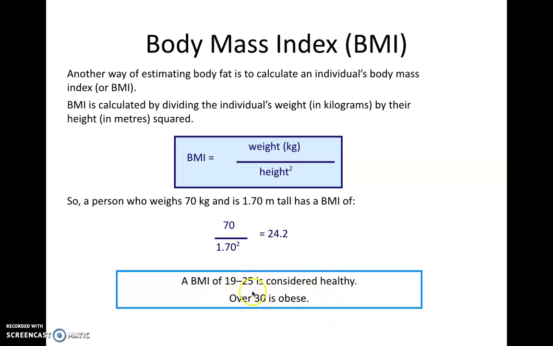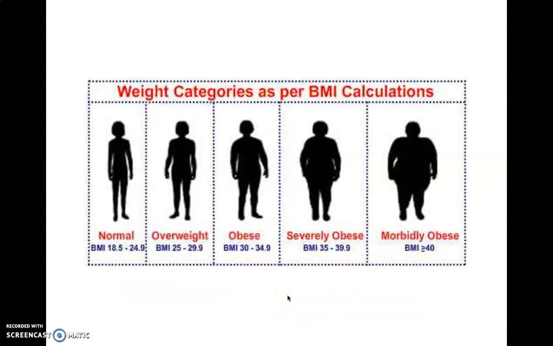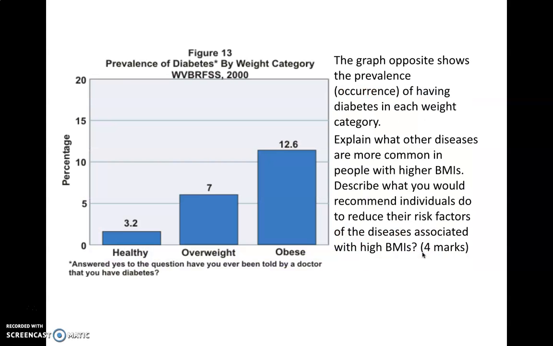Over 30 though is obese. So when we talk about obesity, that's having a BMI of over 30. So as you can see, normal is 18.5 to 24.9, so to 25. Overweight 25 to 29.9, that's the category I'm in because I was 26.9. Obese 30 to 35. Severely obese is 35 to 40, and morbidly obese, so very, very obese, is anything over 40 in a BMI.